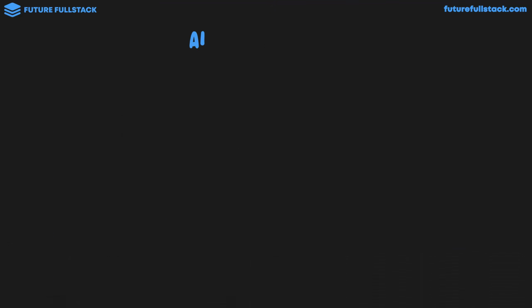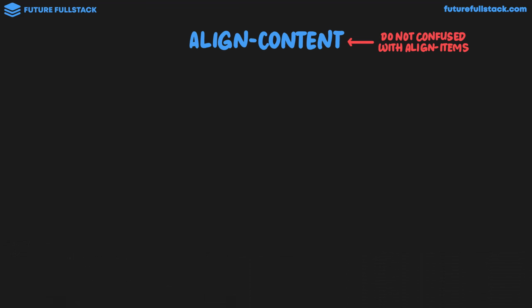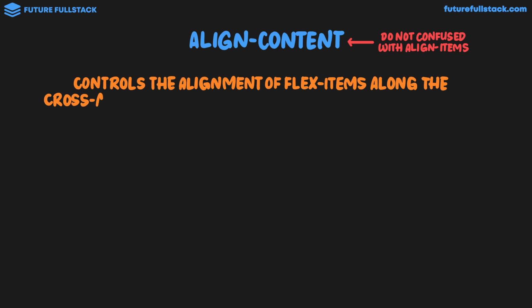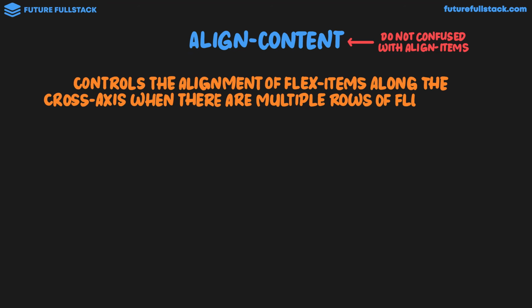We do this with the align content property. Do not get this confused with align items, where align items is used to space and align properties along the cross-axis. Align content controls the alignment of flex items along the cross-axis when there are multiple rows of flex items. I really want to highlight, it's when there are multiple rows of flex items. So you can only use align content when you apply flex wrap and your flex items are on multiple rows.